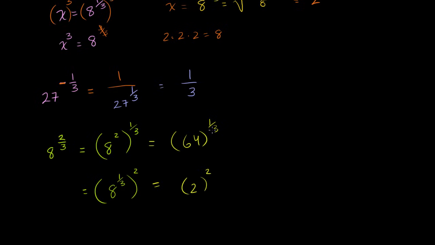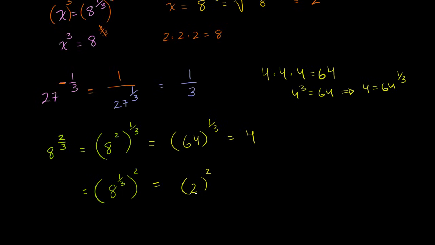Now, what is 64 to the 1/3? What times itself 3 times is equal to 64? Well, 4 times 4 times 4 is equal to 64. Or 4 to the 3rd is equal to 64, which means that 4 is equal to 64 to the 1/3. So this is equal to 4.